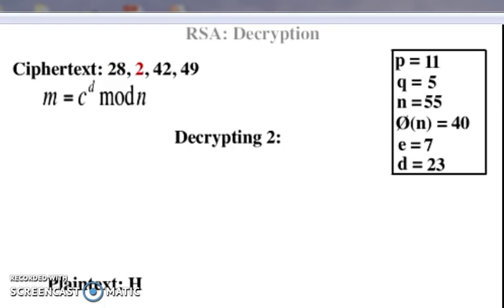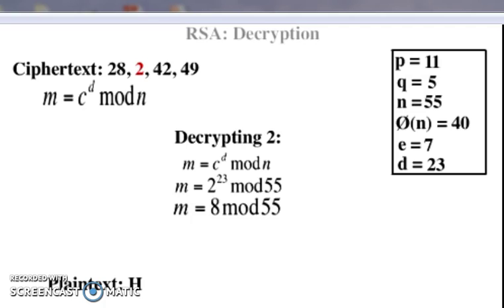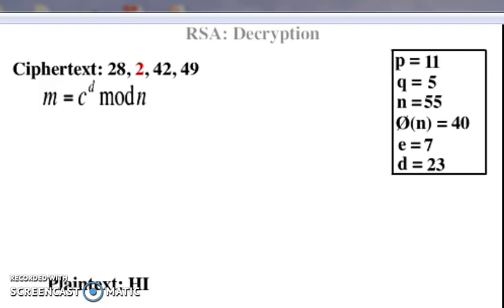Decrypting 2. M equals C to the power of D modulo n. C equals 2, D equals 23, and N equals 55. So M equals 2 to the power of 23 modulo 55. M equals 8 modulo 55. 8 equals I. This is our second plain text, I.